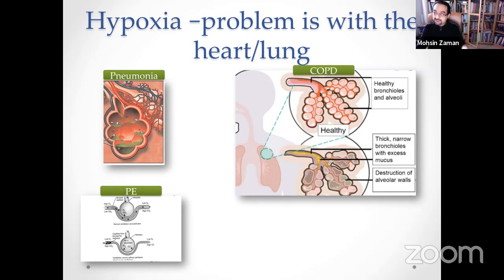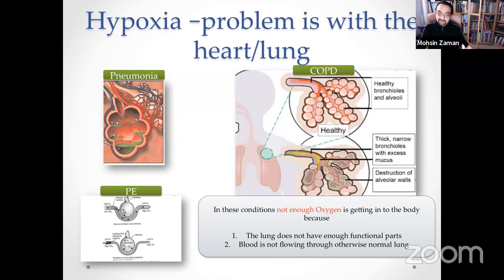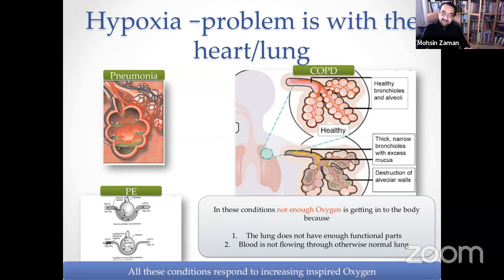And that brings us to the third problem, where what you have is a clot in the blood flow. So even though the air is getting to the lung, the problem is it cannot actually be delivered to the rest of the body because there's no blood flowing through carrying that oxygen from the alveoli. And of course, the example is a PE here. So key things to keep in mind in these conditions, there's not enough oxygen getting into the blood because the lung does not have enough functional parts or the blood is not flowing through them. And all these conditions will respond to increasing oxygen.